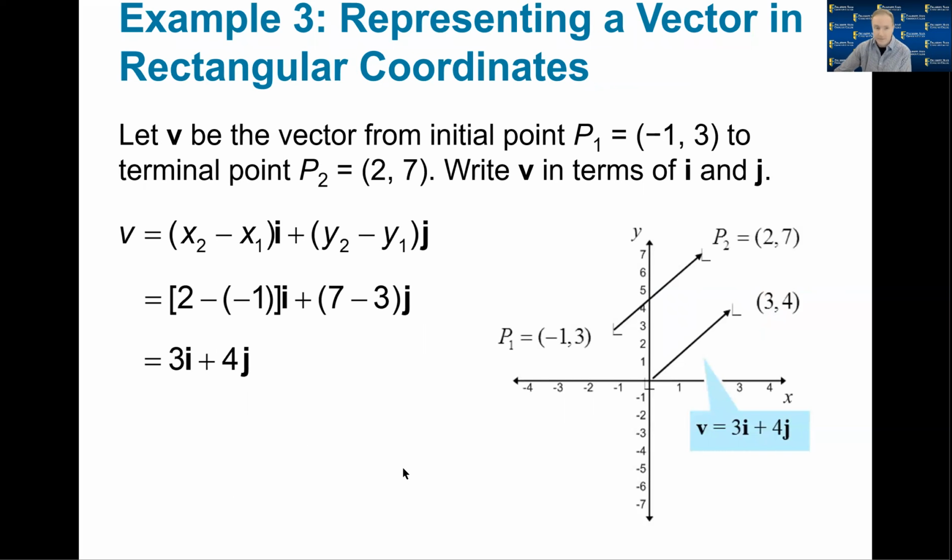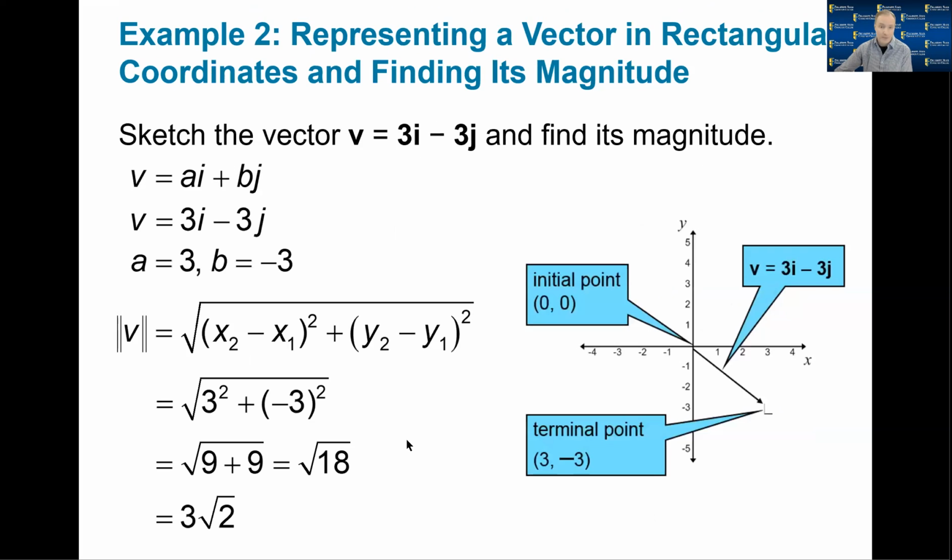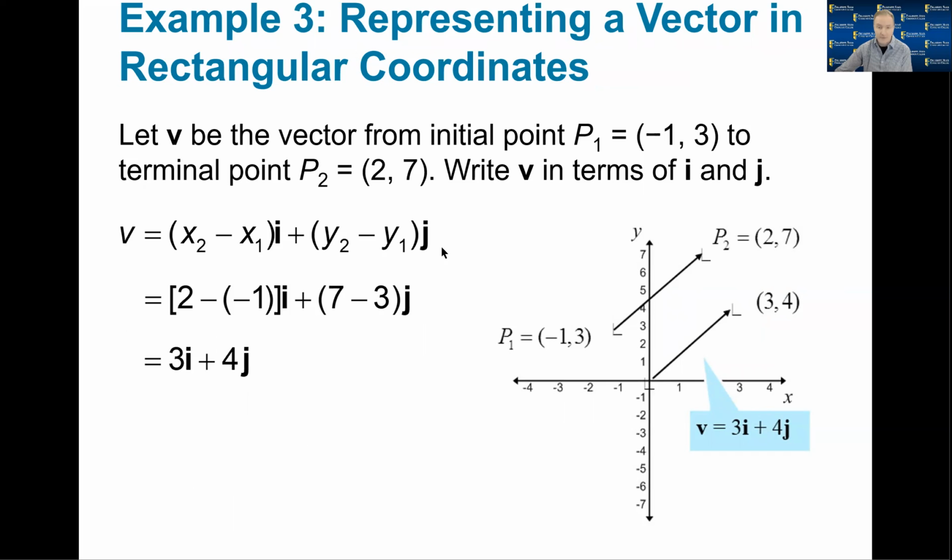Now, let's look at a problem in which we're representing a vector with rectangular coordinates. Unlike the last problem where I gave you your vector in terms of i and j and asked for the magnitude, this time I just want to give you the initial and ending point. You have a vector that's starting at the ordered pair (-1, 3). It's ending at the ordered pair (2, 7).